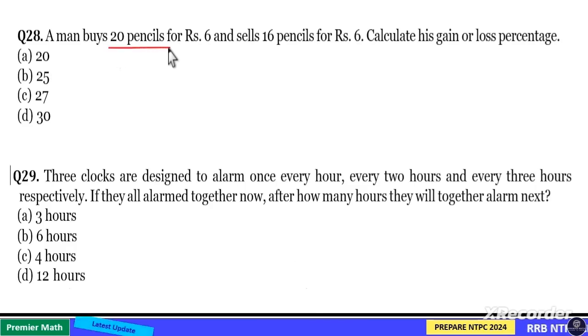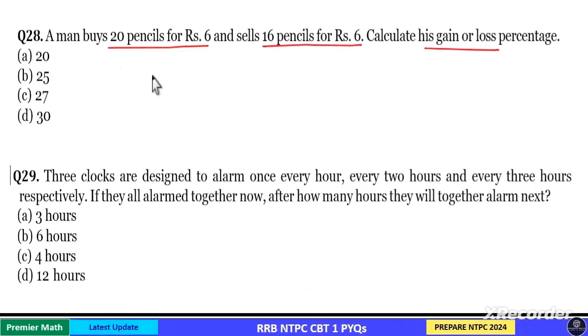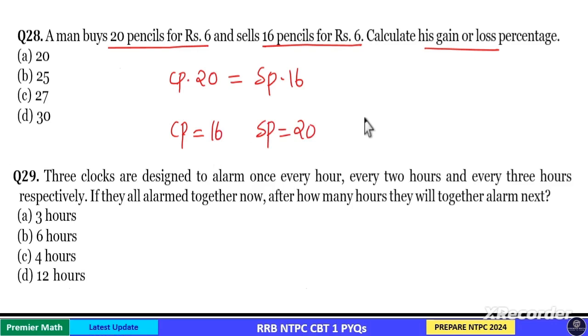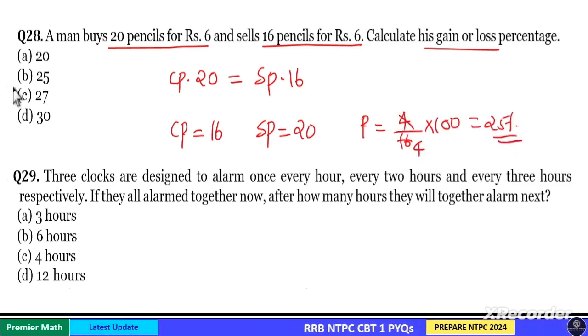A man buys 20 pencils for rupees 6 and sells 16 pencils for rupees 6. Calculate his gain or loss percentage. Here there is a short trick for such problems. Here the cost price of 20 pencils is equal to the sell price of 16 pencils. Then just take CP as the value with SP, which is 16, and take SP as the value with CP, which is 20. Then you can see profit is equal to 20 minus 16, which is 4, out of cost price 16, into 100. 4 goes 4 times in 16, and 100 by 4 is 25%. Option B is your answer.